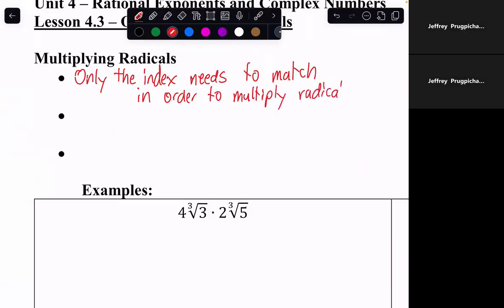Okay, so the requirement for adding and subtracting radicals was both the index and the radicand need to match. For multiplying radicals, you only need the index to match. It's okay if the radicand is different. It's also okay if the radicand is the same. All you need is the index.